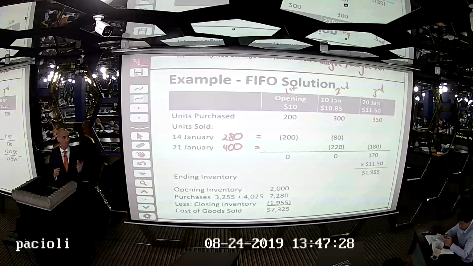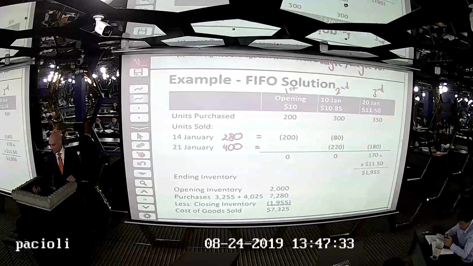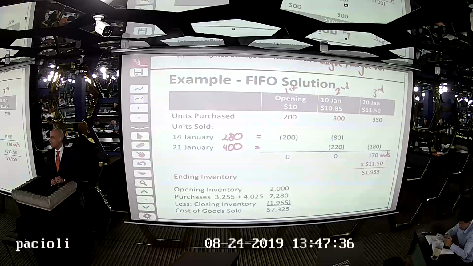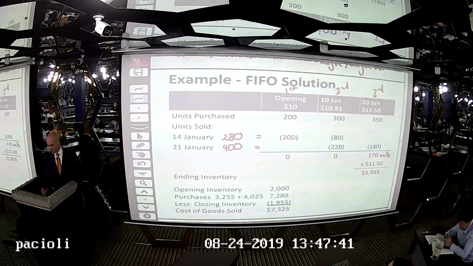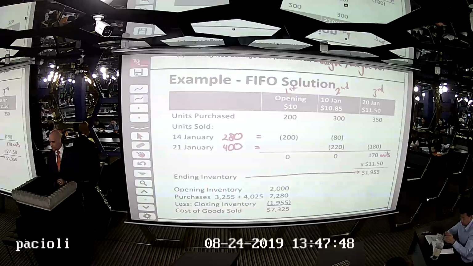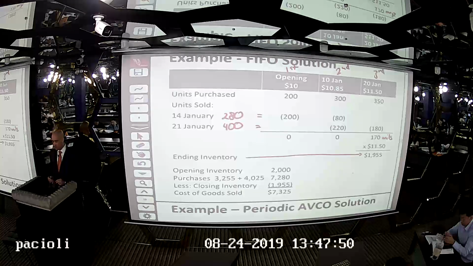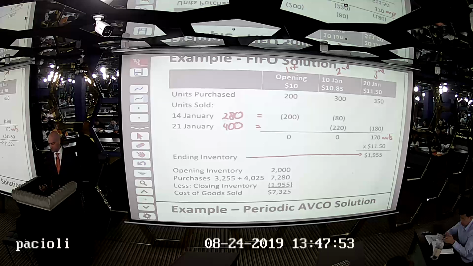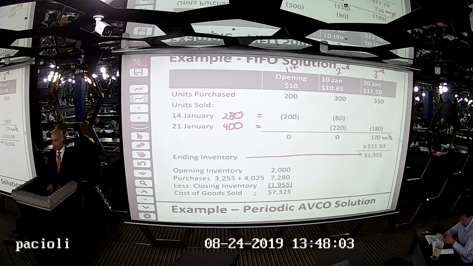Now we can find the closing inventory. So the closing inventory is 170 units times the cost of those units, $11.50. And this gives us the ending inventory of 1955. So this is the closing inventory. Now we can do the cost of goods sold. So opening inventory, 2,000, plus the total purchases, minus the closing inventory, that equals the cost of goods sold.